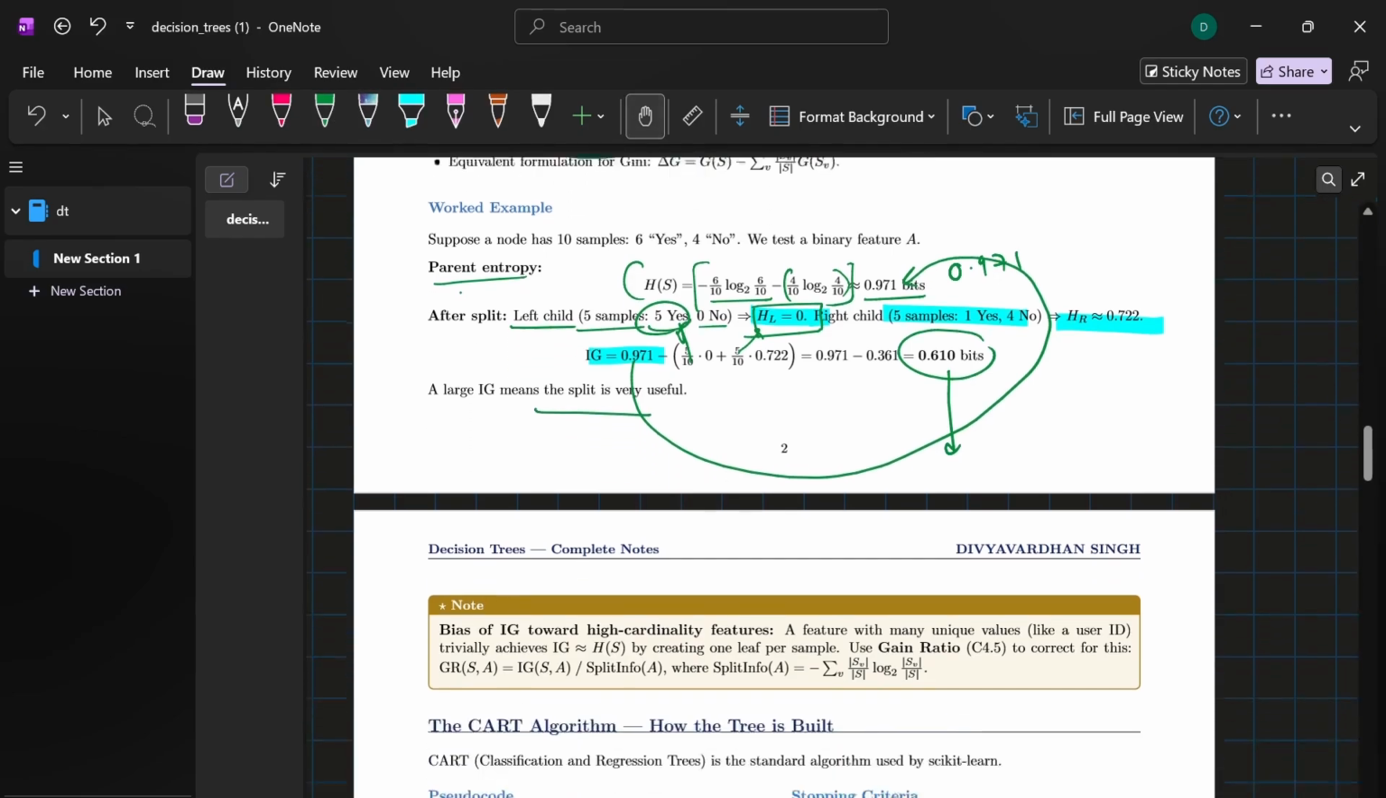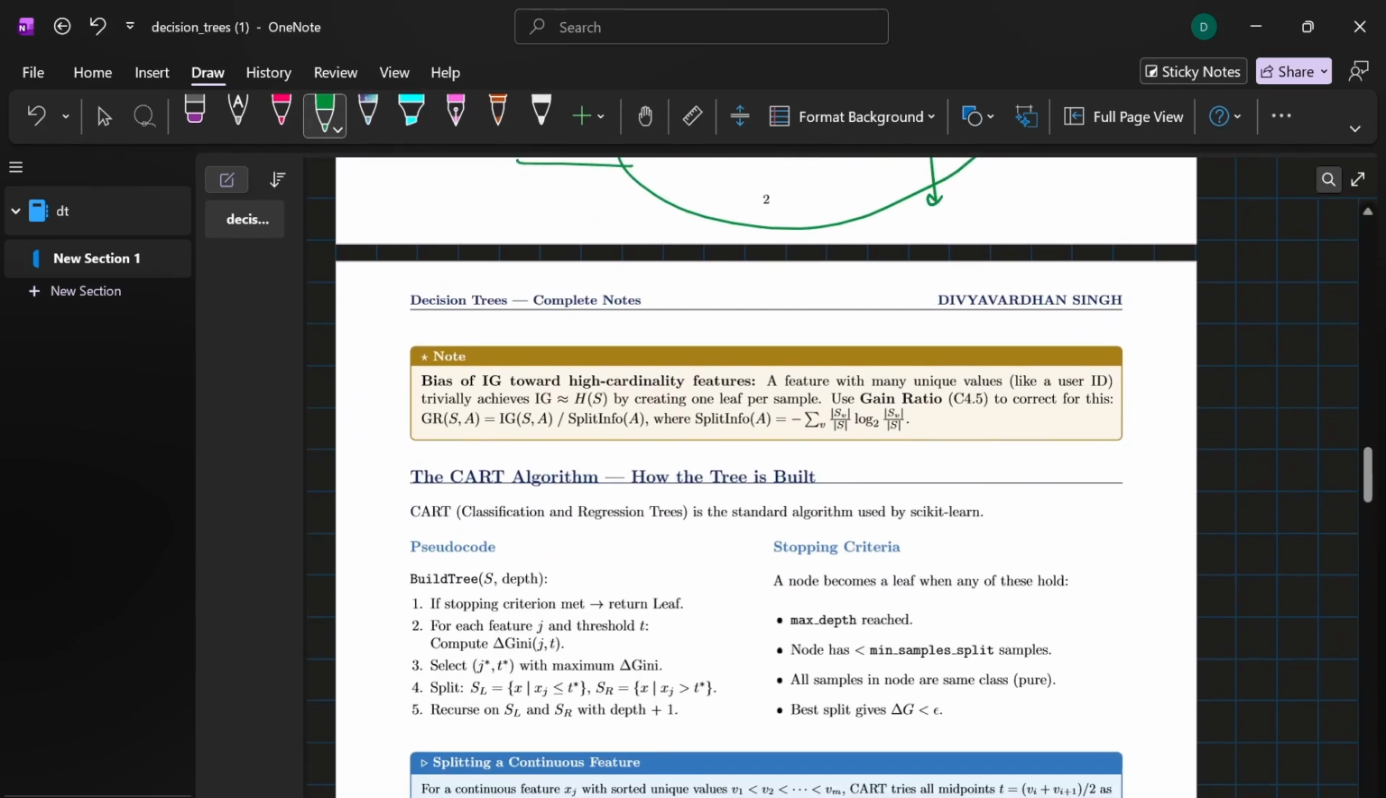One more important thing is that information gain is biased towards high cardinality features. A feature like user ID, which is unique for every sample, would trivially achieve maximum IG by creating one leaf per sample. To fix this, the C4.5 algorithm uses the gain ratio, which divides the IG by the split information of the feature, penalizing the features that can create too many branches.